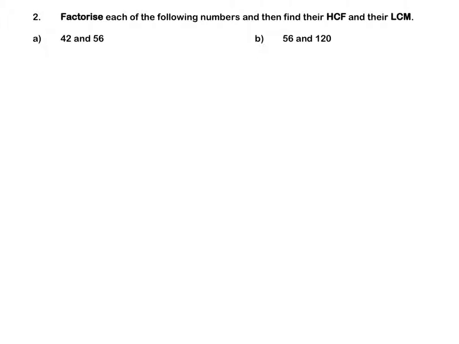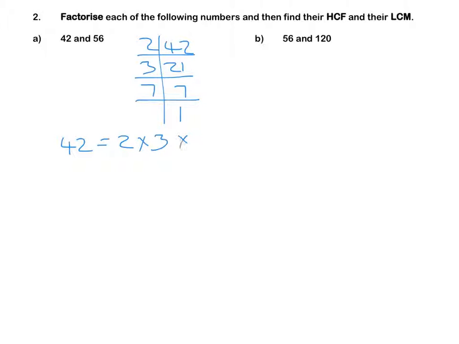Question 2. Factorize each of the following numbers and then find the highest common factor and their lowest common multiple. Let's do A together. So write with me. We first want to factorize 42. So it's 2 and then 21, 3 and then 7, 7 and 1. So 42 is equal to 2 times 3 times 7. 56, you can check by yourself, in factorized form is 2 times 2 times 2 times 7.